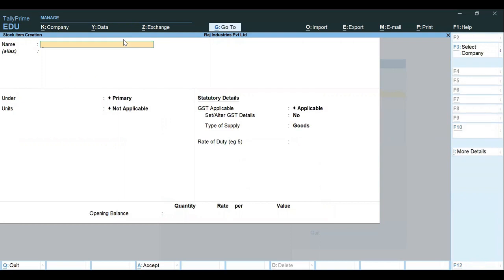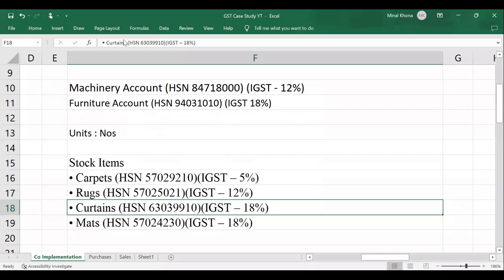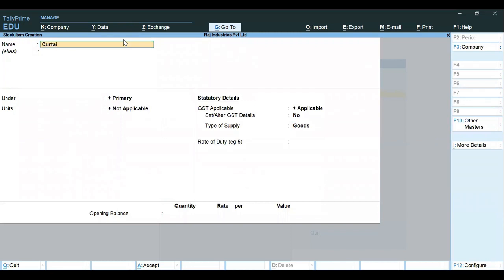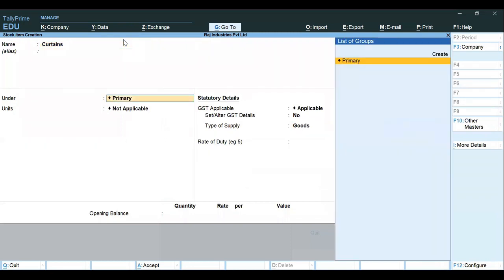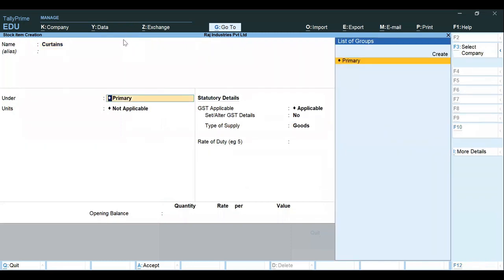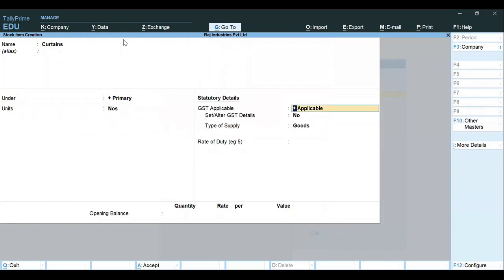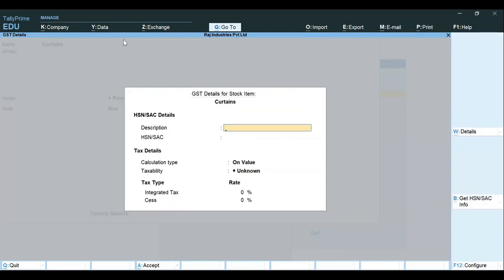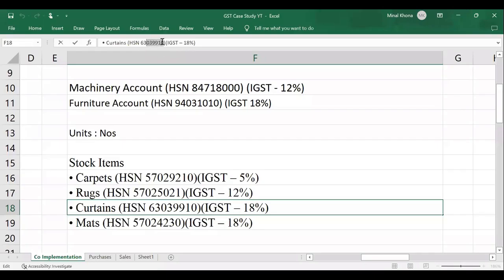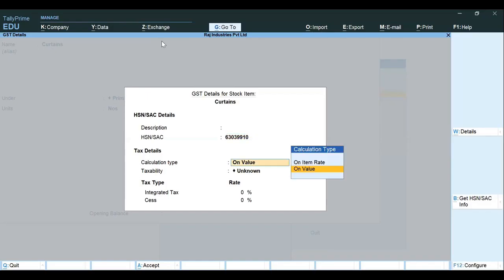So in this way, we can create the rest of the details of curtains. So the third stock which I'm creating is curtains. Numbers, yes. I can feed in the HSN number. Taxability, and the rate is 18%.